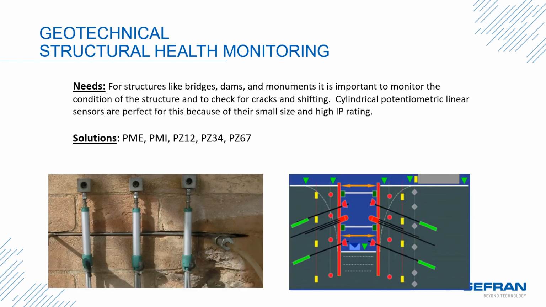They are used in geotechnical applications for structural health monitoring. For structures like bridges, dams, and monuments, it is important to monitor the condition of the structure and to check for cracks and shifting. Cylindrical potentiometric linear sensors are perfect for this because of their small size and high IP rating. Magnetic drag models like the PME and PMI, and short stroke models like the PZ12, PZ34, and PZ67 are ideal for this type of application.